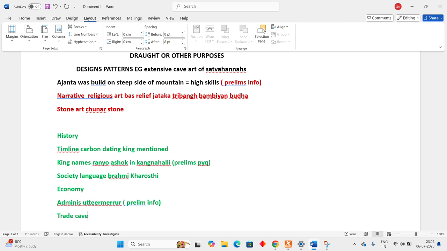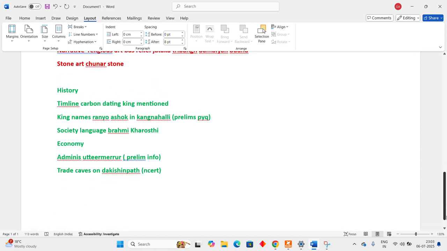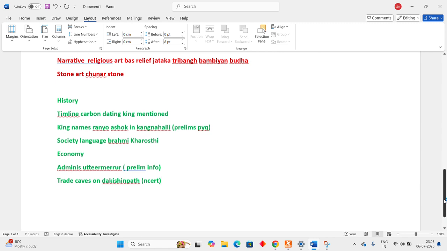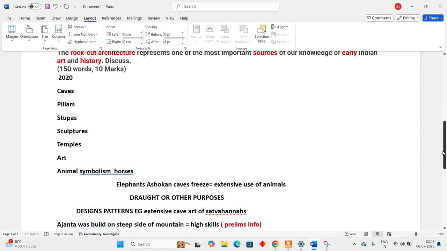Caves were built on the Dakshin Path. This is from NCERT. Okay. I have tried to cover everything. The point is that when you're answering this question, you need to underline the important parts. What is the question all about? What is it asking? And what is the main body of it? Now I have not purposely put in the introduction and conclusion in this particular answer because I want you to think about it. This is the major part where most of us get stuck.